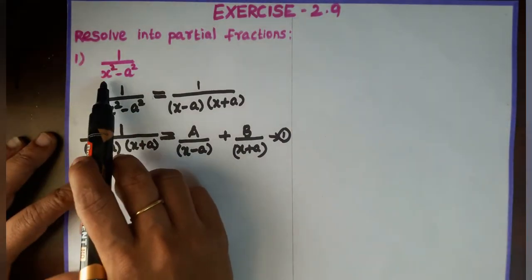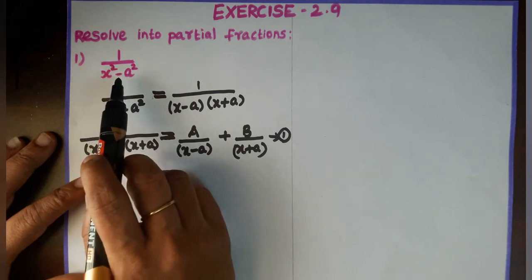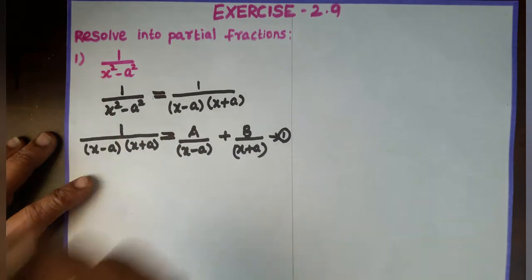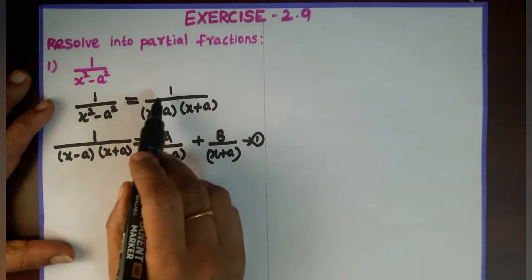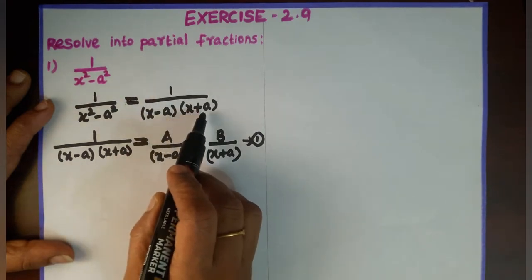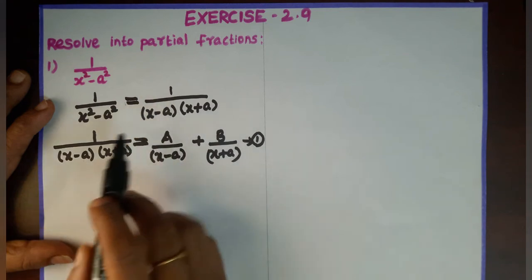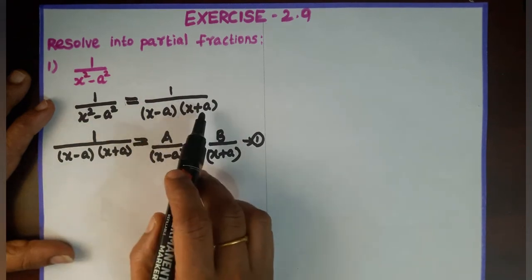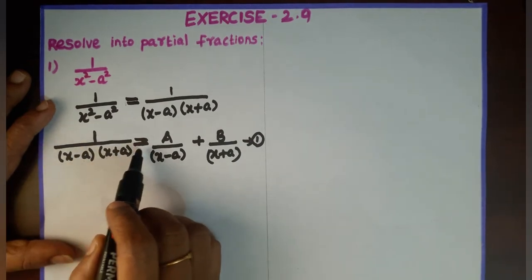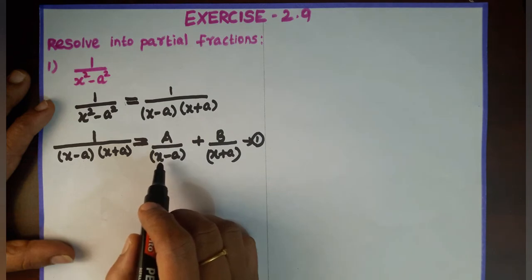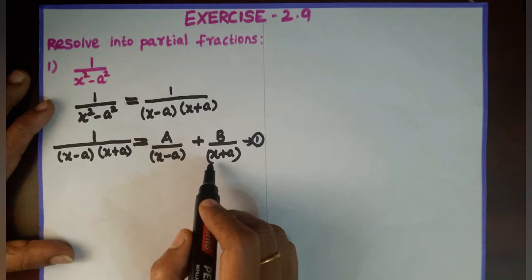Question number 1. 1 by x square minus a square. Now I am going to factorize x square minus a square. So we get 1 by x square minus a square equal to 1 by x minus a into x plus a. After factorizing, we need to apply rule 1 because we have different factors. So 1 by x minus a into x plus a is equal to A by first factor, that is x minus a, plus B by second factor, that is x plus a.